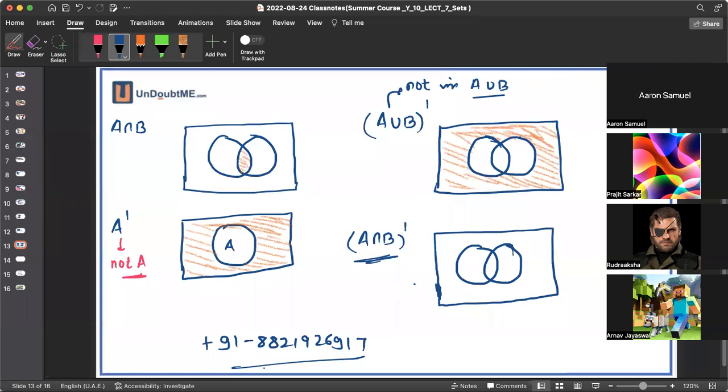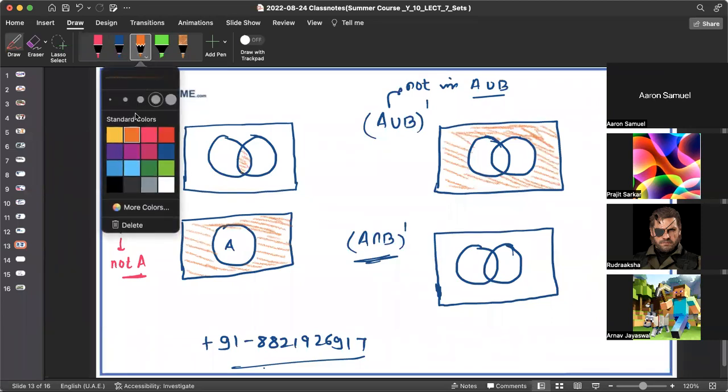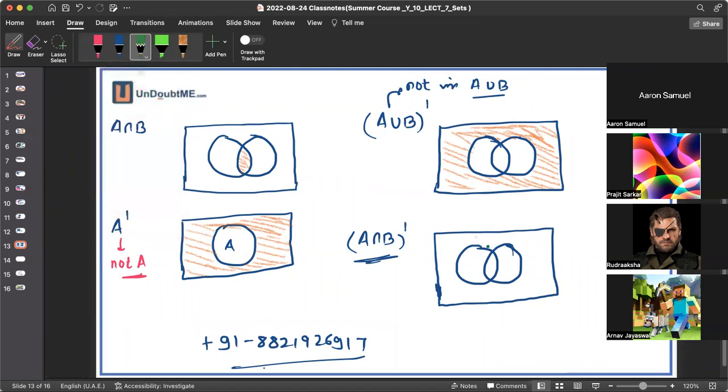Except the middle of the Venn diagram, everything outside the middle of the Venn diagram. Okay, that's correct. So hopefully everyone agrees with that. What he said is that except that middle part, everything else will be shaded. That is true because A intersection B means the middle part. When we are talking about A intersection B complement, then it will be everything except that middle part.